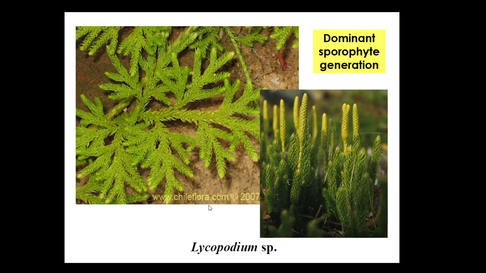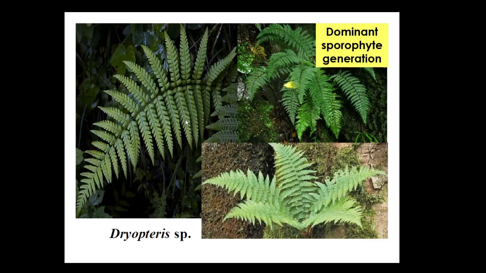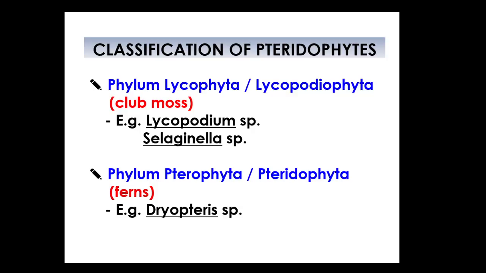This is a Lycopodium species. This is its dominant sporophyte generation, which is the part you can see very, very clearly with your naked eyes. This is Dryopteris species, the most common looking thing. I'm sure you can identify fern very easily if you look at it in the wild. Okay, so this is the dominant sporophyte generation of Dryopteris species.